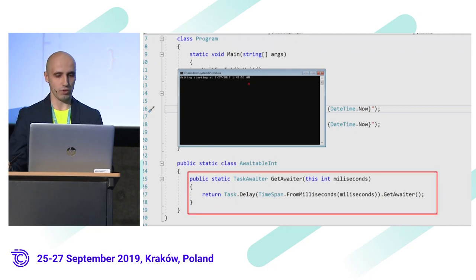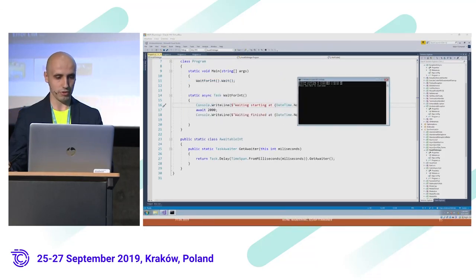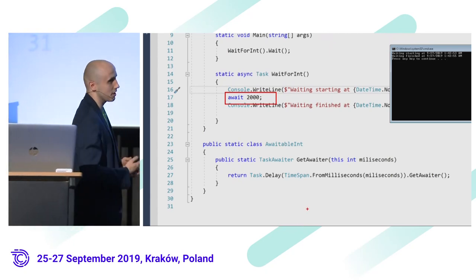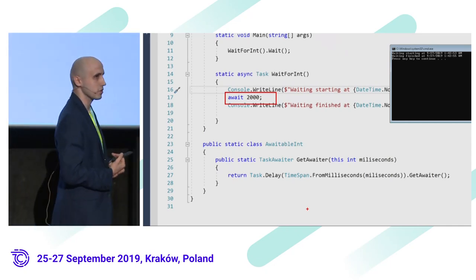So in this example, what I'm doing in this code is I am actually awaiting an integer. So you can see here that there is await 2000. And because I provided an extension method returning this awaiter, I can await anything. This is called duck typing.